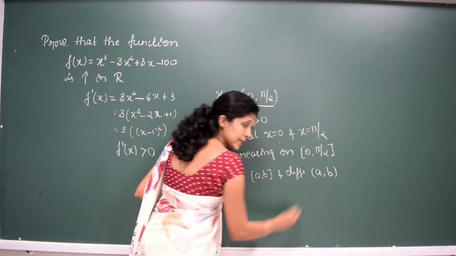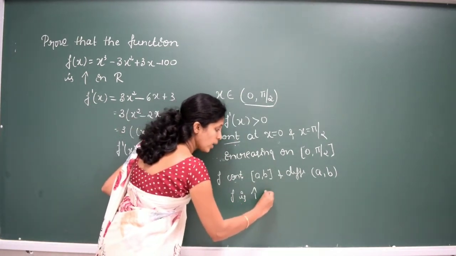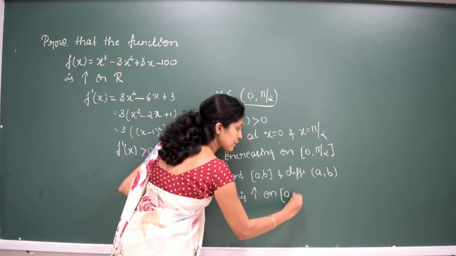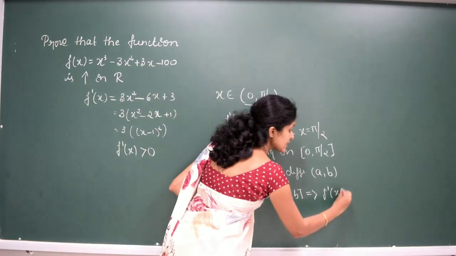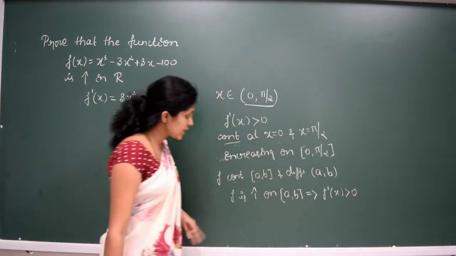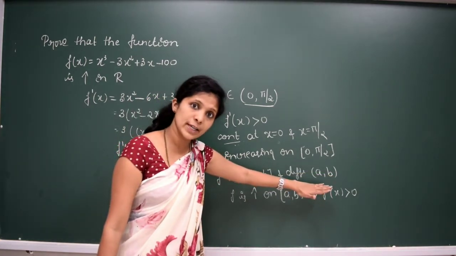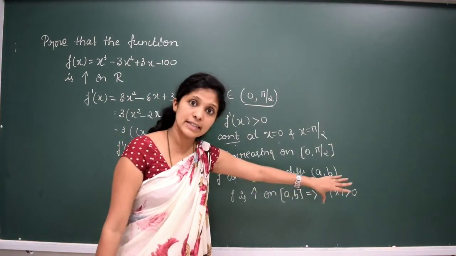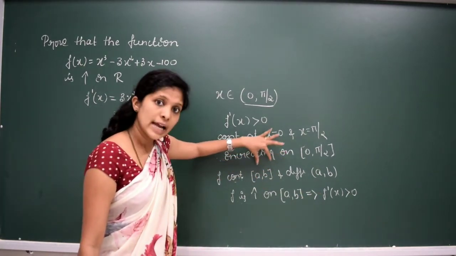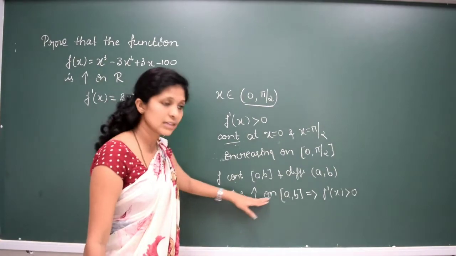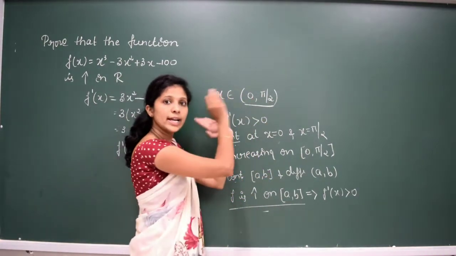a comma b. Then the function f is increasing on the closed interval a comma b if the value of f dash of x is greater than 0. So the function is continuous on the closed interval a comma b, differentiable on the open interval a comma b, and f dash of x is greater than 0. So here, continuous at the end points also. Then the function is increasing on the closed interval a comma b. By using that we can include the end points also.